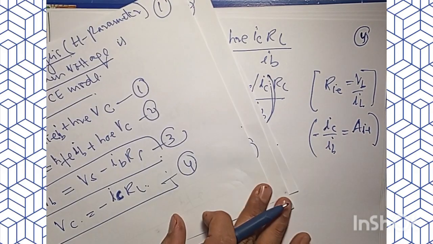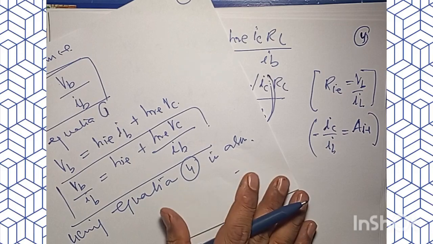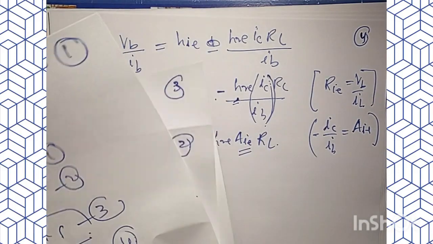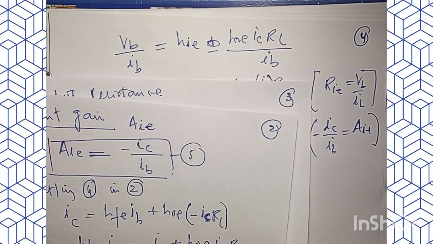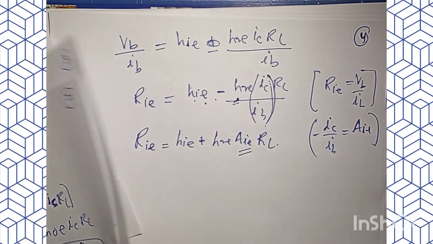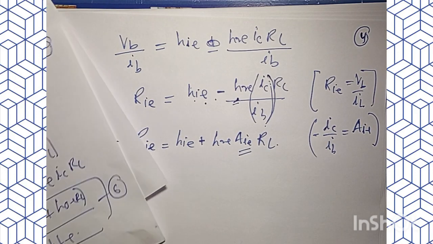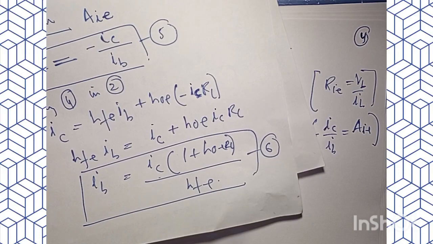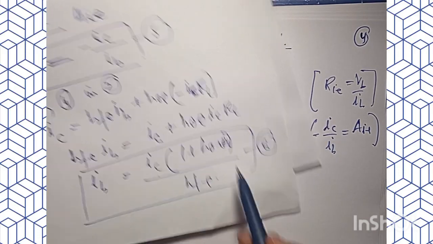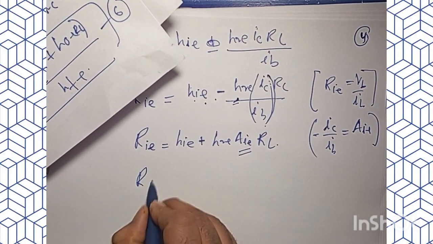I have not numbered that equation for current gain. What is that? Finally, we got the equation for current gain. I think I have lost it. Yeah, that's this. Okay. That is this equation. That is IC by IB. That will be HFE by this thing. So we can be using the same thing here.